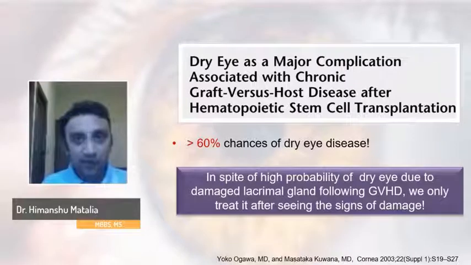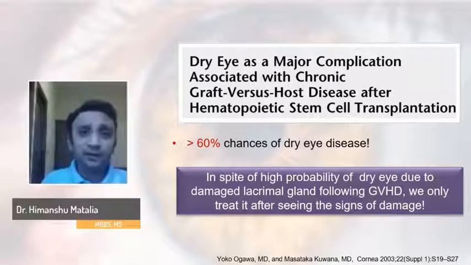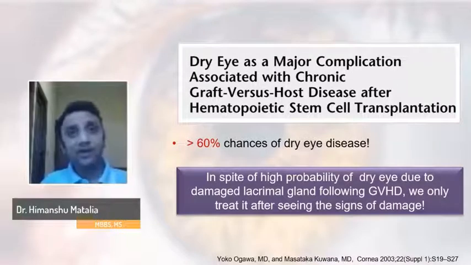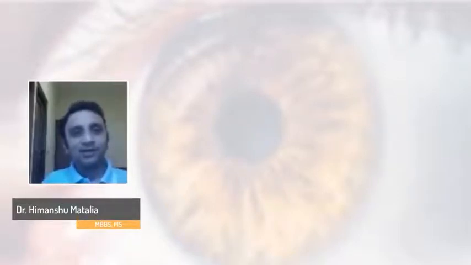And when we see the sign of damage, we tell them that the damage to your lacrimal gland is irreversible and we will not be able to do anything. Whatever is lost is lost. So we waited for it to get damaged and then told them it is damaged. Think about a person who has undergone bone marrow transplant, comes to us, and we look at the surface and the Schirmer's value, look at everything, and tell them there is no damage, so you don't have dry eye. But we know that by the time you see the damage, it's already a lost game.